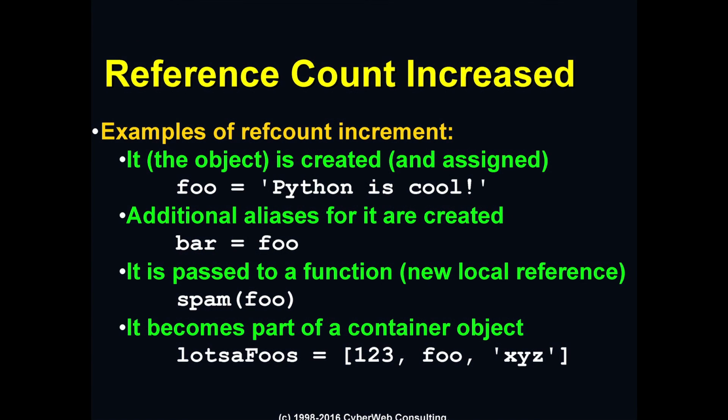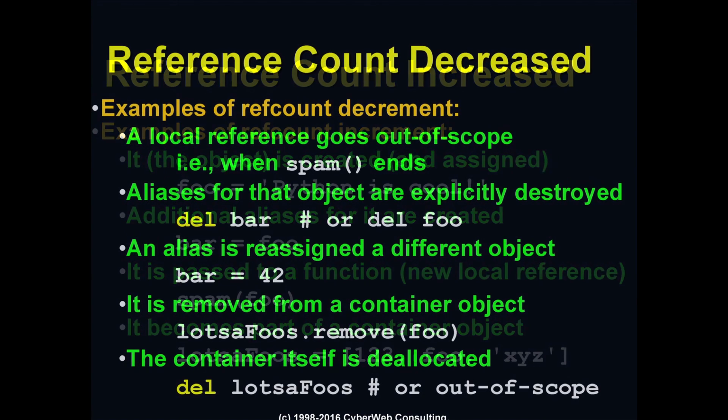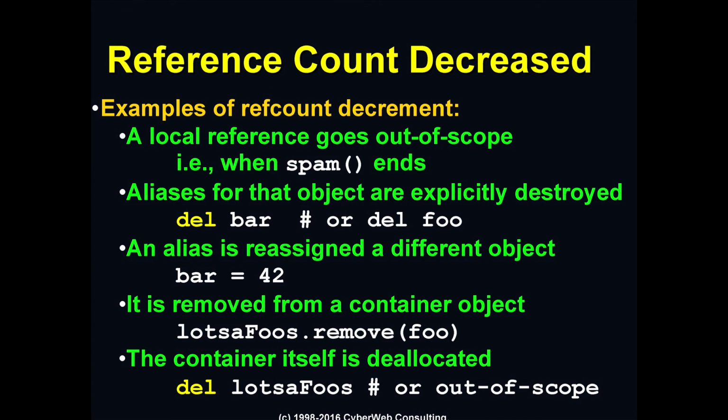Okay, so reference count is increased if you create an object and then you assign it. The very first assignment sets the ref count to 1. If you create additional aliases for an object, the ref count goes up again. If you pass that object to a function, a ref count gets incremented. If you stick it inside a container, it gets incremented. Okay? It goes down when, well, let's say you pass it to a function, that function ends, gets popped off the stack, right? We looked at that earlier, right?